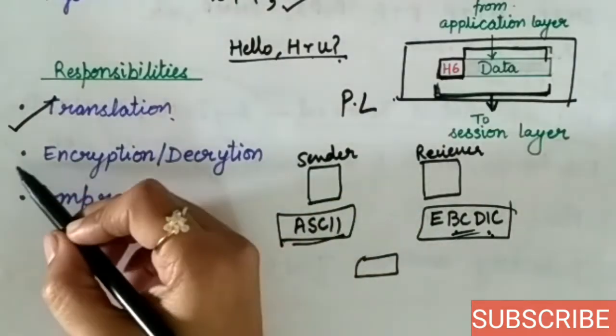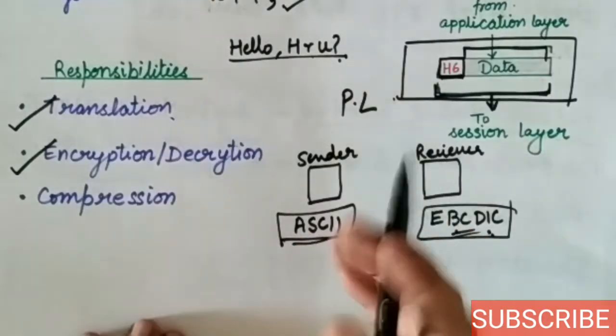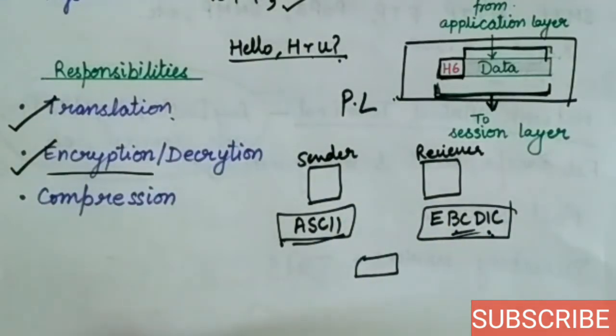Next responsibility is encryption and decryption. Now sensitive information travels on the internet. Sensitive information like credit card numbers, OTP, passwords, online transactions, etc. are sent in an encrypted form. In encrypted form they travel on the internet. That is the form which is not readable by any other person. Only the authorized person can read it.